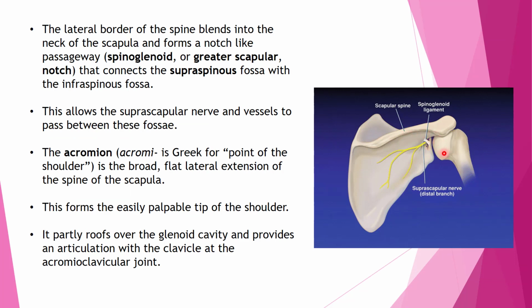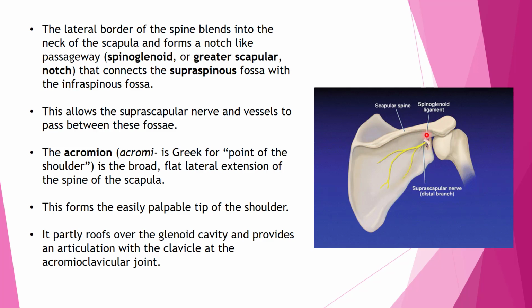The lateral border of the spine blends with the neck of the scapula. See here, it will blend with the neck of the scapula and it will form a notch, just like a passageway, which is named as spinoglenoid notch or greater scapular notch.